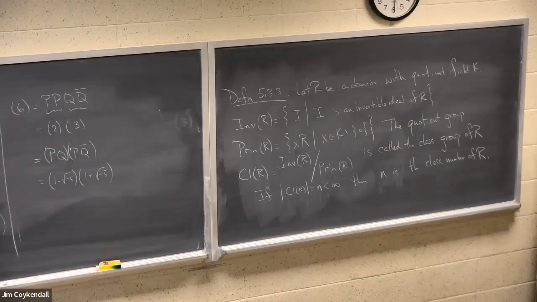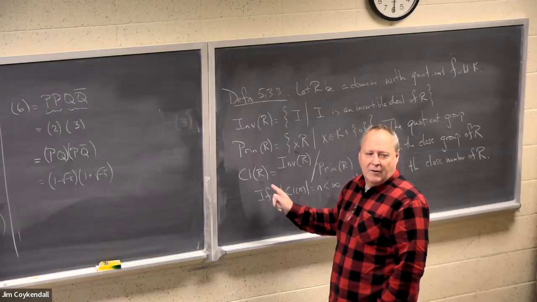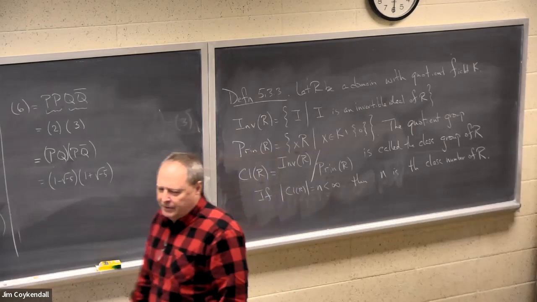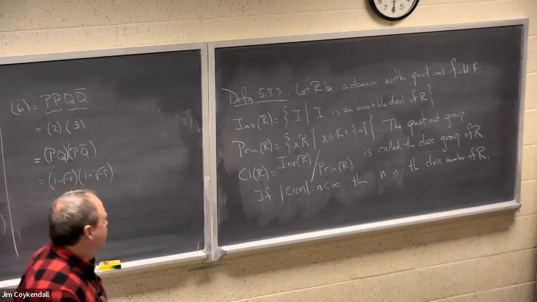Okay, again, it means that every invertible ideal is principal. But if it's Dedekind, every ideal is invertible. So it means that every ideal is principal, right? So in a certain sense, if you're in Dedekind domains, this is sort of measuring how far away you are from being a PID, right? That's basically what you're measuring. The bigger the class number, then loosely speaking, the further away you are from being a PID.